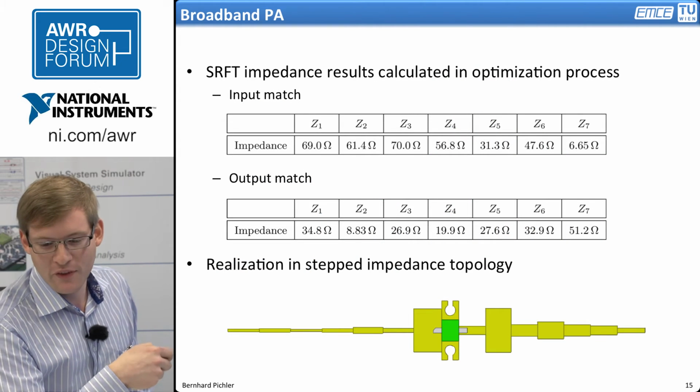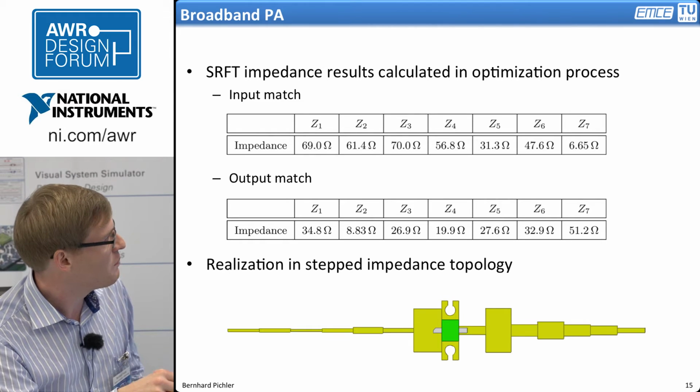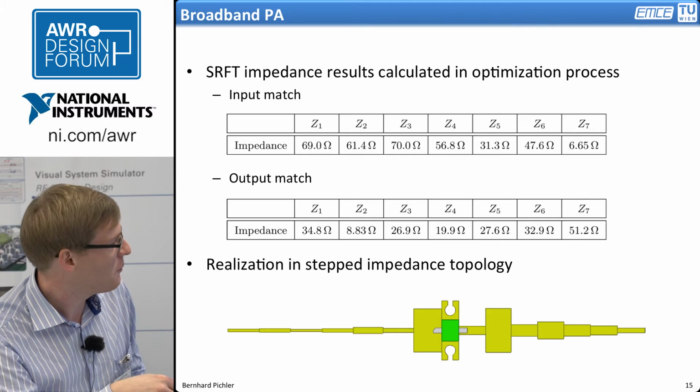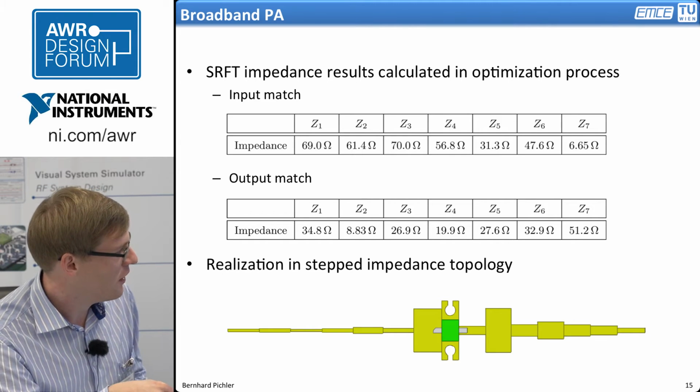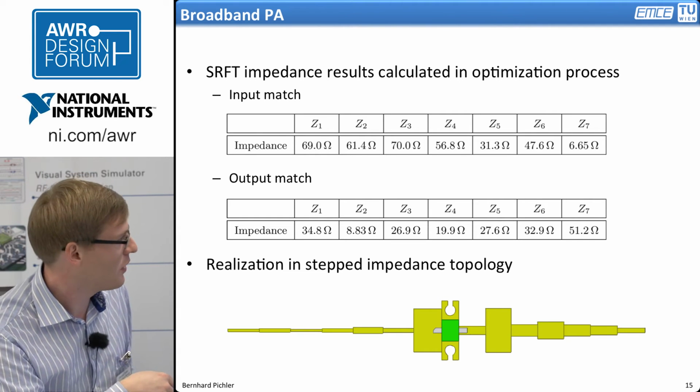So, after that, the SRFT calculates the following impedance values for the input and output match, and the matching networks were done in a stepped impedance topology, as you can see here. This is mostly because they have very low insertion loss, and they are very easy to build.